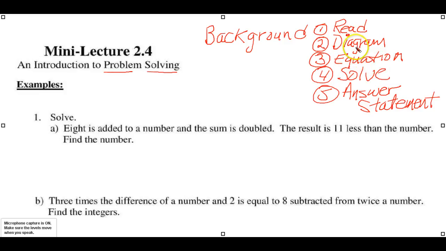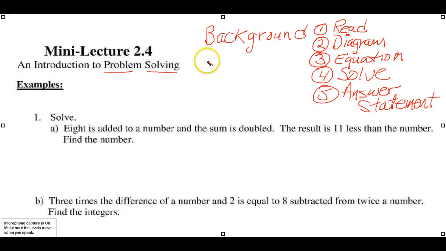Using algebra to solve word problems makes it much easier to solve. And then you physically go through the steps of solving the equation. Then you get an answer. And then how does that answer fit into what they're asking you for in the example? We call that the answer statement.